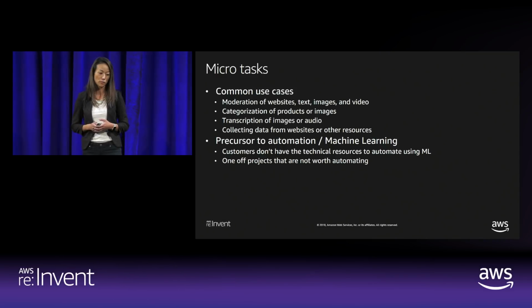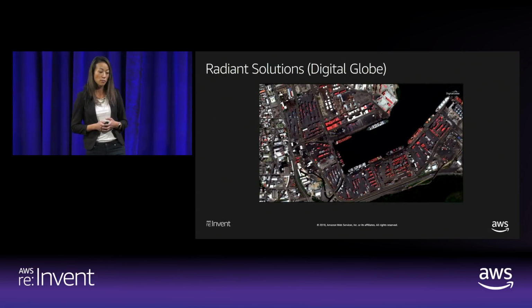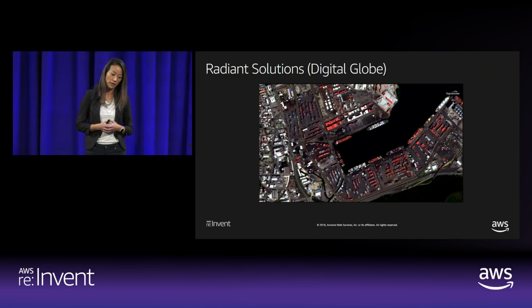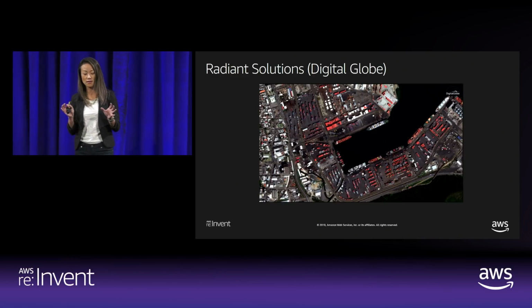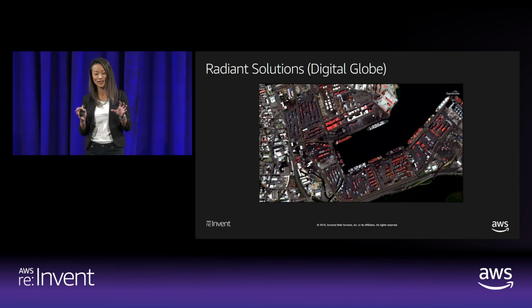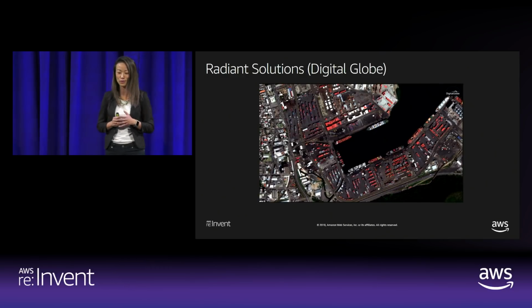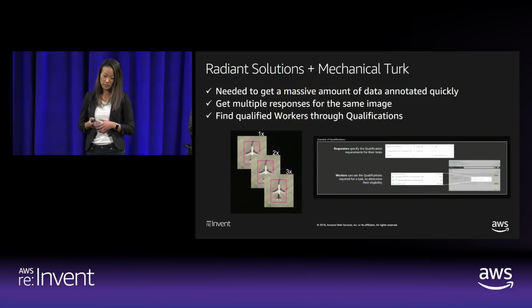Let's talk about a customer example. Radiant Solutions is one of our customers. What they do is provide high-resolution, commercial-grade satellite images of the Earth. They generate 3 million square kilometers of images every single day. This is an image of a port, and they can essentially count the activity of the port based on the containers and things like that you see. It's really cool. So how do they use Mechanical Turk?